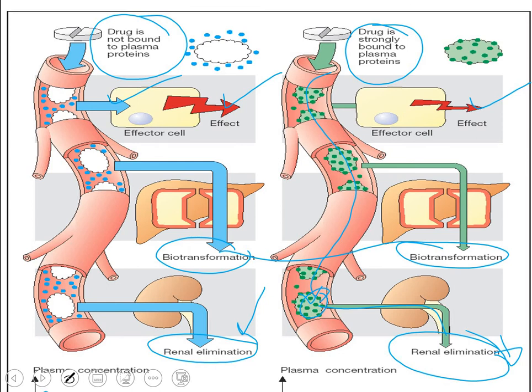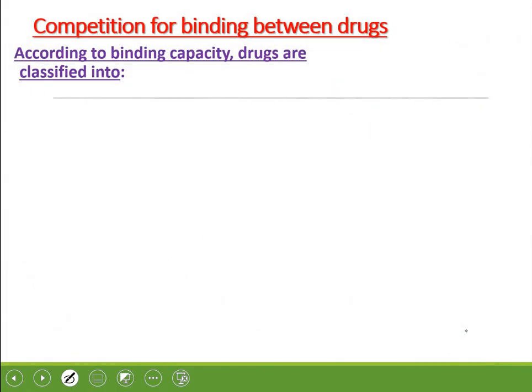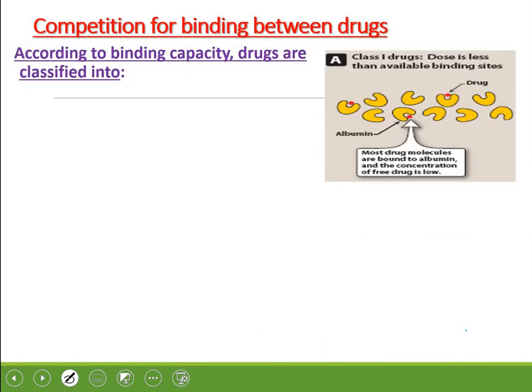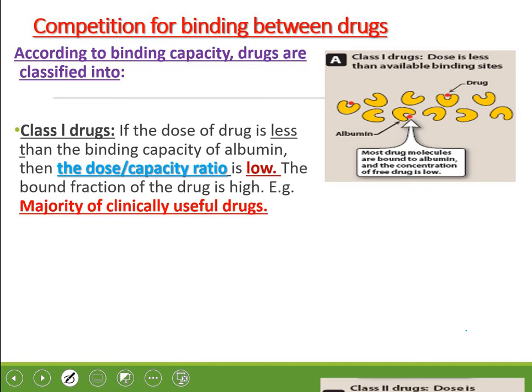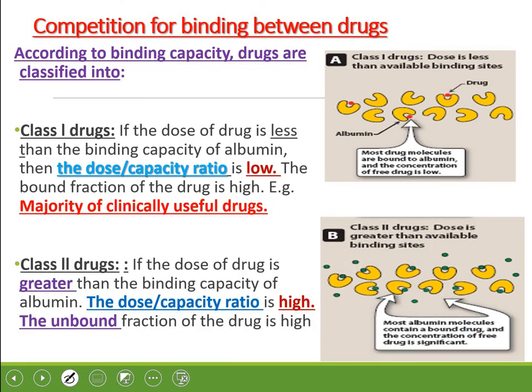So this is how, in drug disposition, plasma protein binding plays a major role in the elimination of a drug. There are two theories. Some drugs are class 1 drugs and the others are class 2 drugs. Class 1 drugs have a very low total dose to capacity ratio. This side is the amount of drug being given, and these are the albumins, and the free albumins are there, and the ratio is very low.